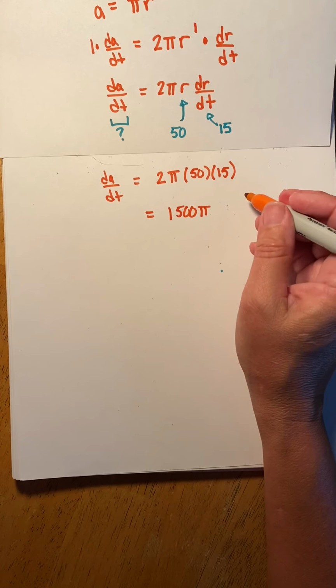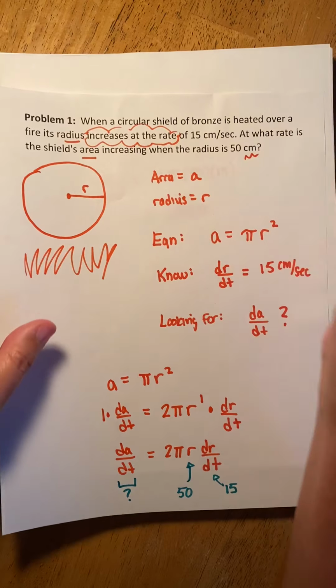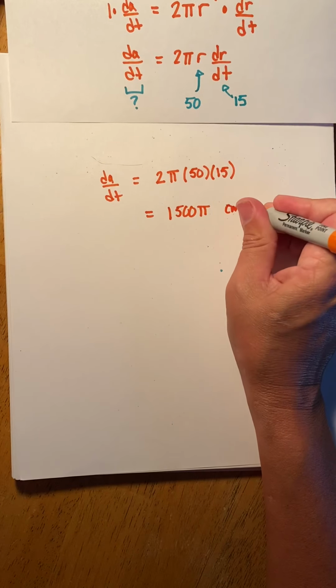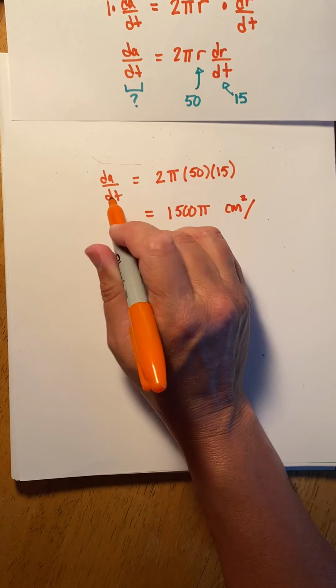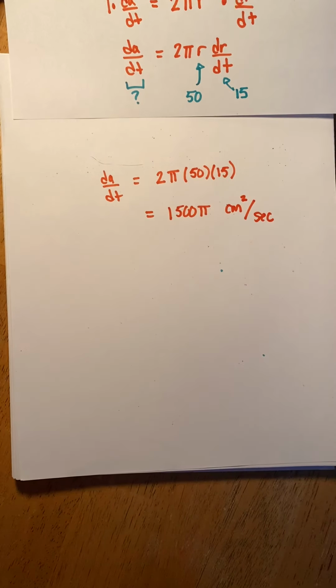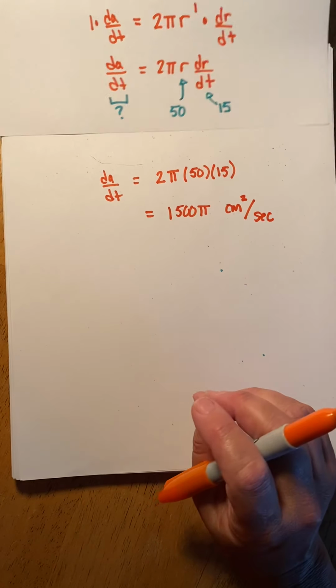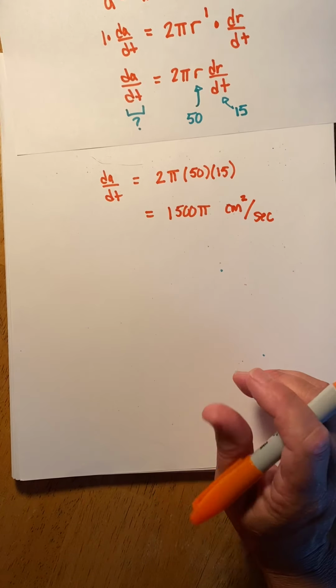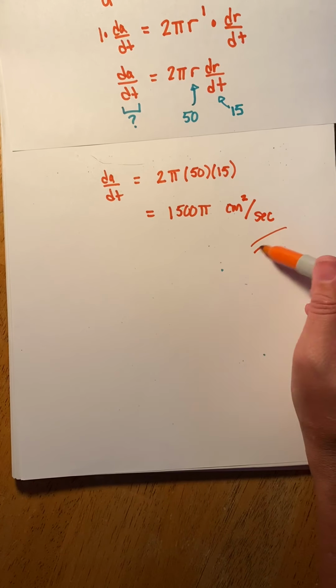Now we have to put our units in. Well, we were talking about everything in terms of centimeters, so area is centimeters squared, that's my numerator unit, and time was in terms of seconds. So when the radius hits 50 centimeters, the area is increasing at 1500 pi centimeters squared per second.